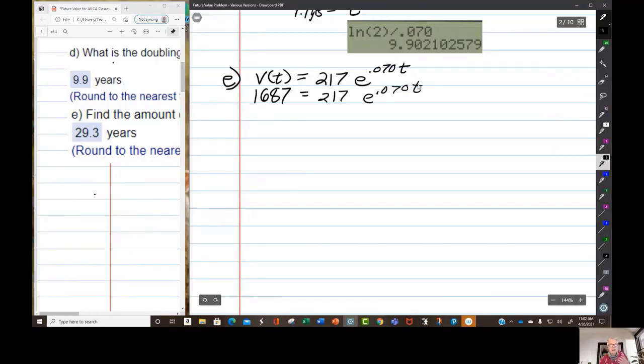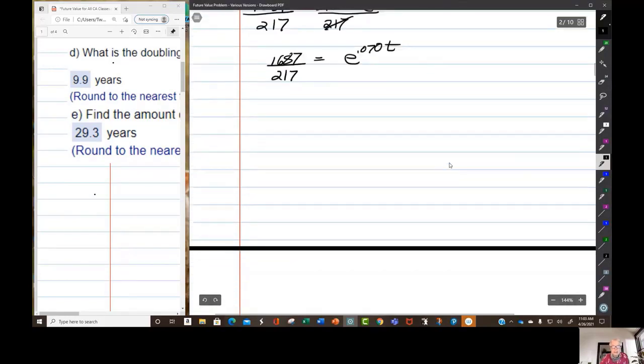0.070t. Now, you want to try to pick up on when you're solving these, there's always a kind of a dance to it, and they're the same steps. First, I divide by the number in front of e. That gives me 1687 divided by 217 equals e to the 0.070t. Then I take the ln of both sides. So let's actually make a separate step for that so you can see it.